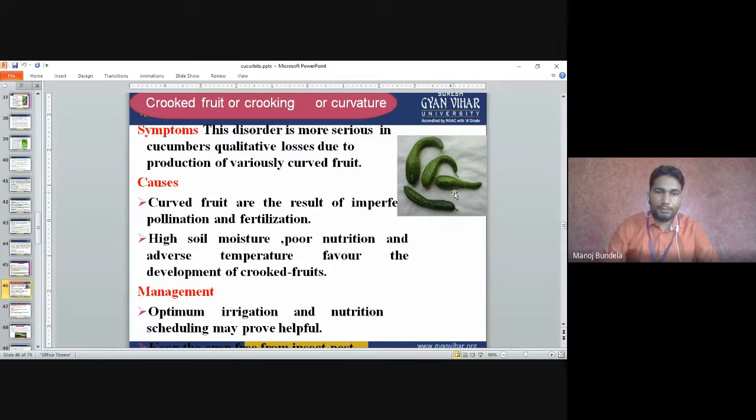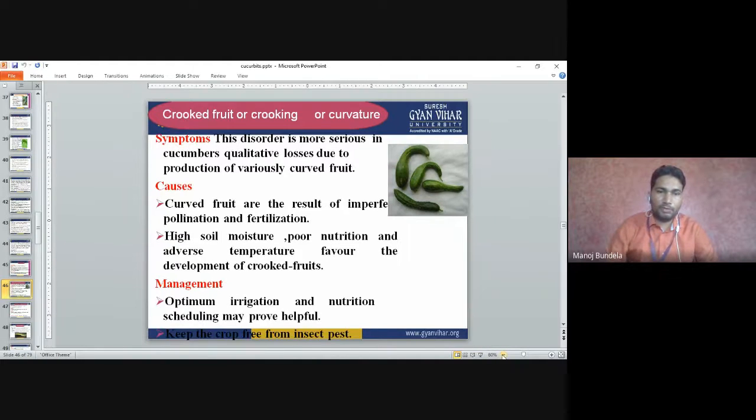Management: an optimum irrigation and nutrition schedule may be provided. Normally we have to apply irrigation at regular times to the crop. Keep the crop free from insect pests.